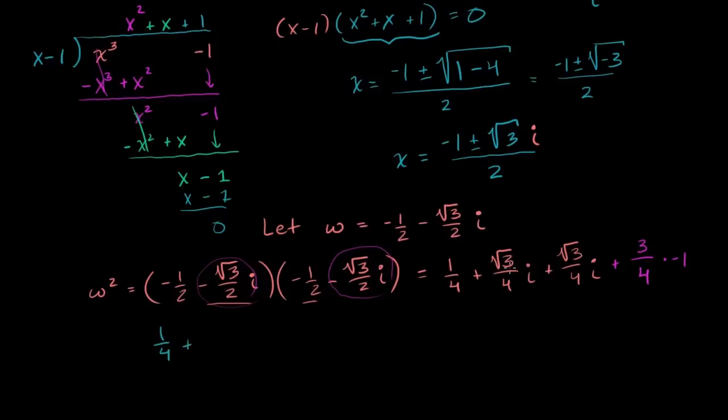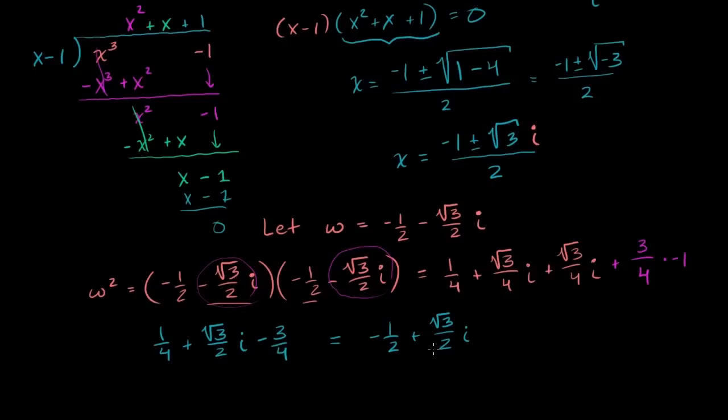This gives us 1/4 plus square root of 3 over 4i plus square root of 3 over 4i. That's 2 square roots of 3 over 4i, which is the same thing as square root of 3 over 2i. And then minus 3/4. And we can simplify this even more. The real parts, we can add: 1/4 minus 3/4 is -2/4 or -1/2. So this is -1/2 plus square root of 3 over 2i. So that's interesting. When I squared omega, I got another one of the complex cube roots of 1. I actually got its conjugate.